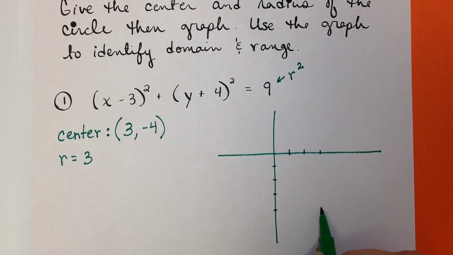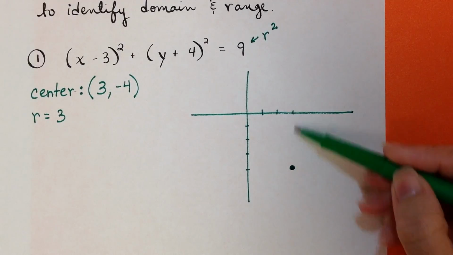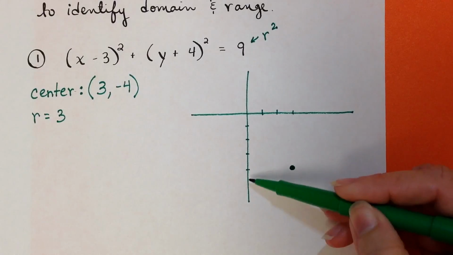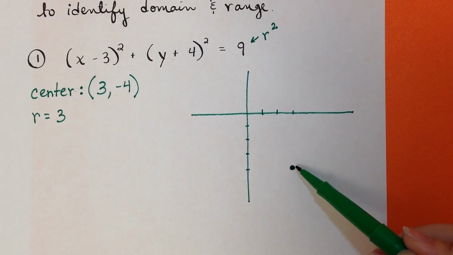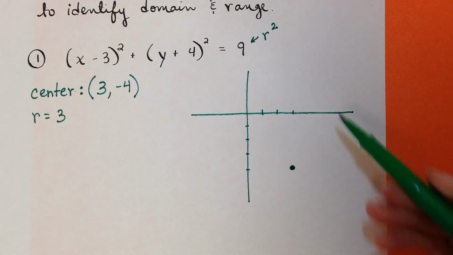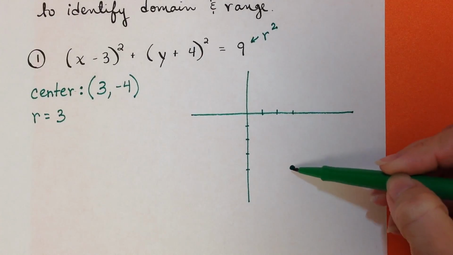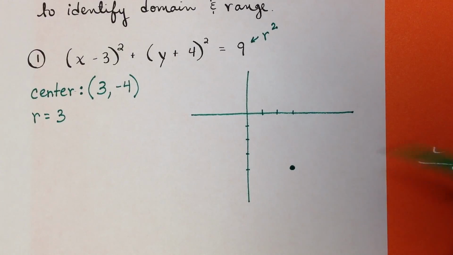Okay, so here's my (3, -4). Now, if you remember, of course, radius is the distance from the center to your circle. So since I have a radius of 3, then coming out from this point in any direction would need to be a distance of 3. Now, it's not easy to measure a distance of 3 going off at an angle here, but you can easily measure your distance of 3 if you measure up and then down and left and right.